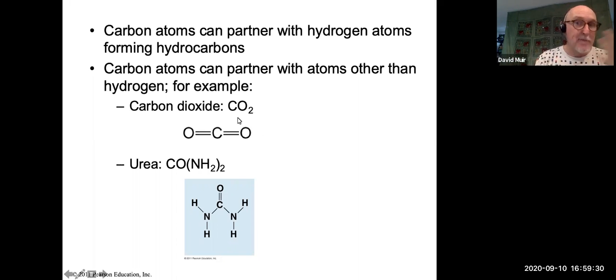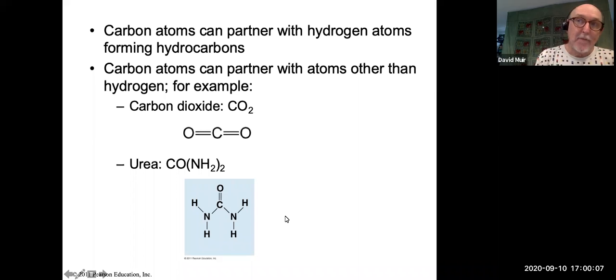Here's the simplest example of carbon bonding to oxygen. Carbon bonds to oxygen with double bonds. So here's the carbon, it's got 1, 2, 3, 4. It's sharing 2 with each oxygen, 1, 2 there, 1, 2 there. This is carbon dioxide, CO2. That is important because in the biological world, that is our source of carbon, is carbon dioxide.